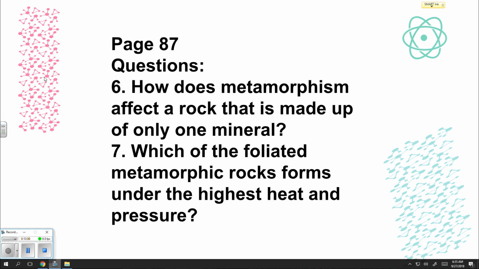The texture and composition of metamorphic rock gives clues to how it formed. Therefore, scientists can use information from metamorphic rocks to learn about the geologic history of an area. Question 7. Which of the foliated metamorphic rocks forms under the highest heat and pressure? Answer: gneiss. Highlight: gneiss. Highlight: very high heat and pressure act on schist.